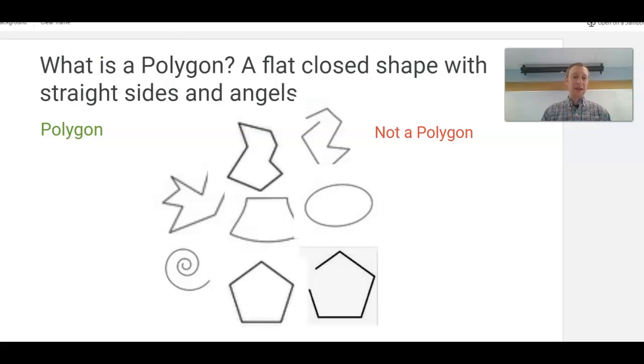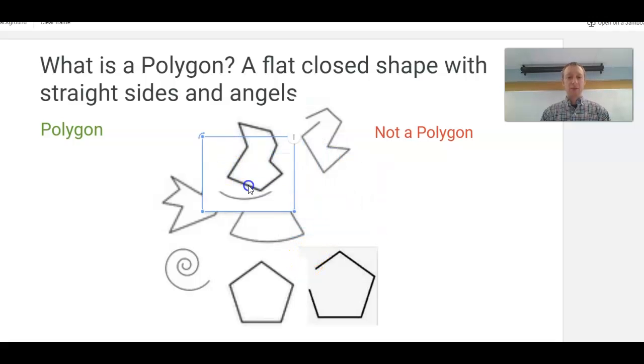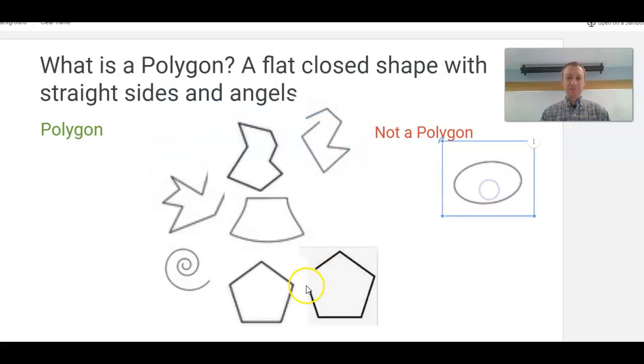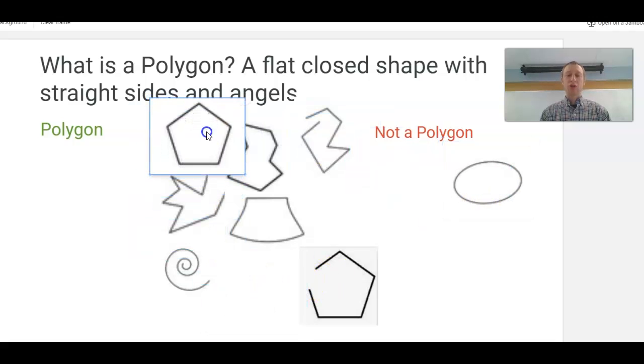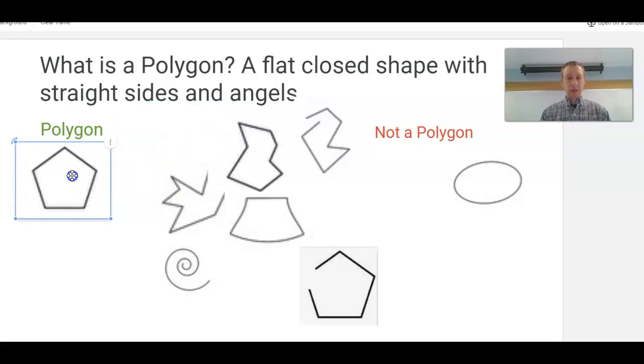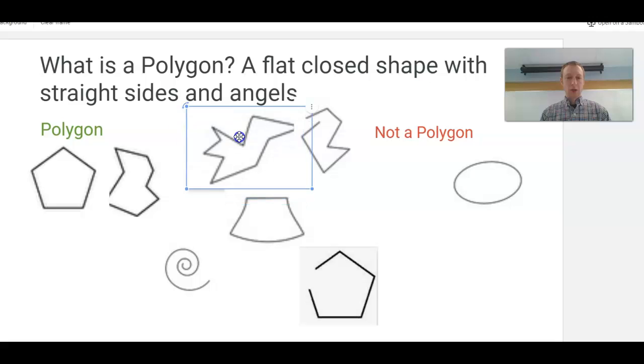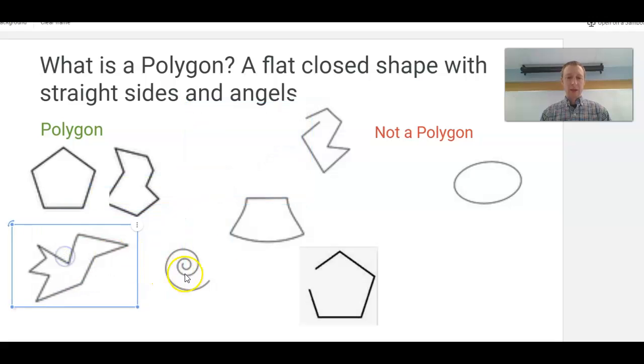So let's try to split these up. A polygon is flat, closed, straight lines, and angles. We'll talk about angles more tomorrow. So let's see, what are polygons? Well, how about this one? It's closed, but it doesn't have straight sides, so it's not a polygon. This one has straight sides, it's closed, it's a polygon. This one, straight sides, closed, polygon. Straight sides, closed, it's a polygon.